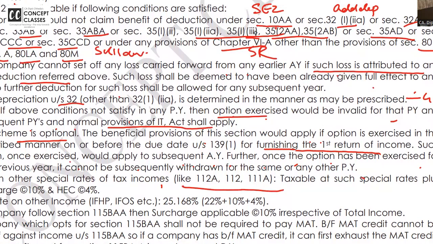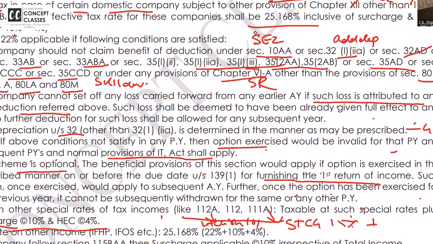Special income. 112 is long-term capital gain on shares. It is taxable at 12%. 111 is short-term capital gain on shares. It is taxable at 15%. So special income पे special rate ही लगेंगे. But here also surcharge and HEC. Surcharge mandatory irrespective of your total income is exceeding 1 crore or whatever it may be. Tax on other income, income from other sources and all, वो सब normal 25% ही लगेगा.